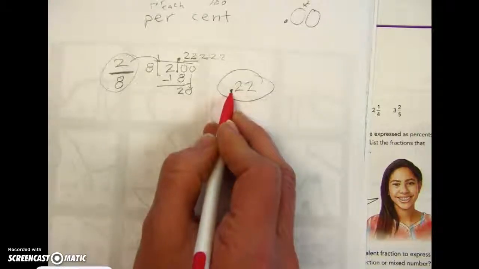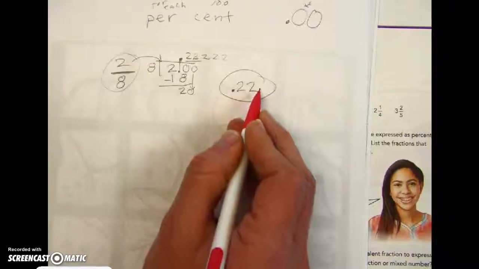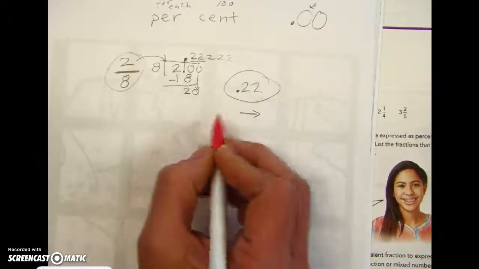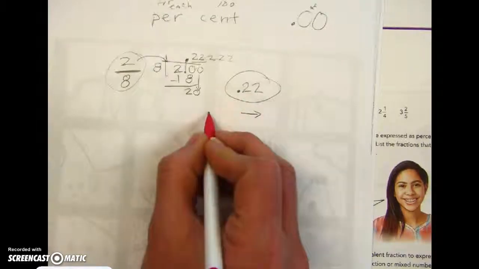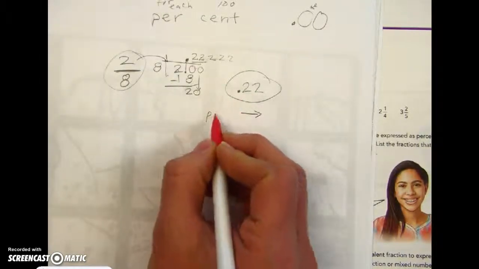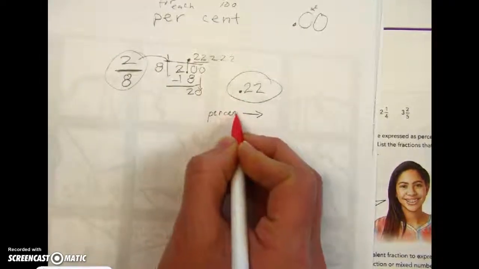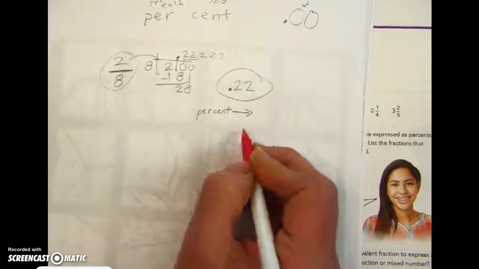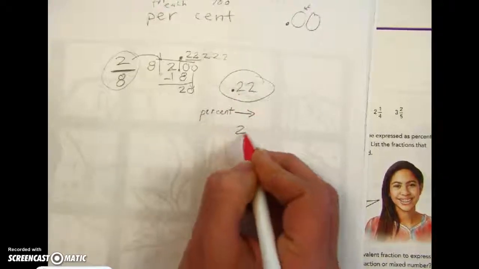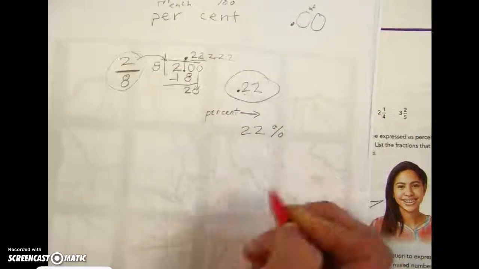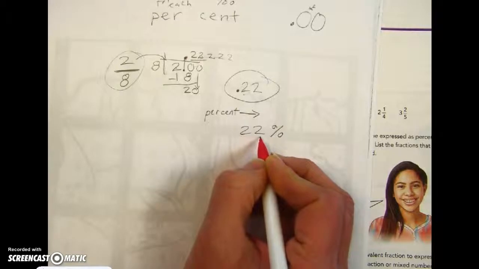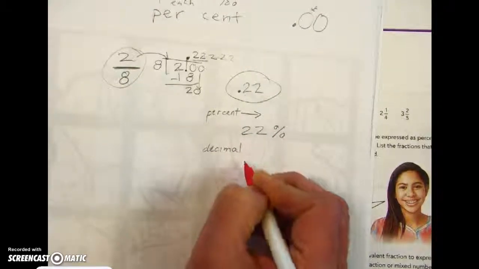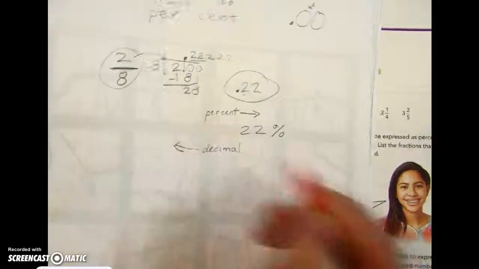Whenever you're dealing with going from a decimal to a percent, you go to the right. So if you're turning a decimal to a percent, you need to move it 2 places to the right. If I had a percent, if I moved this 2 places to the right and it became 22%, and I wanted to turn it back to a decimal, I would move 2 places to the left.